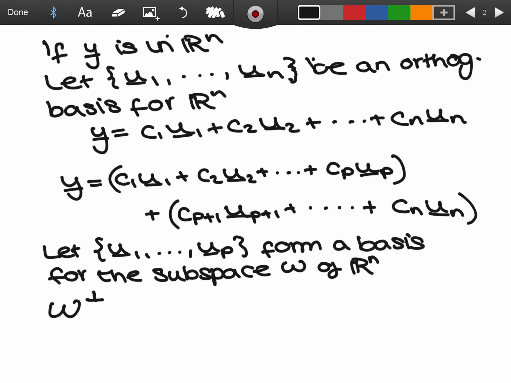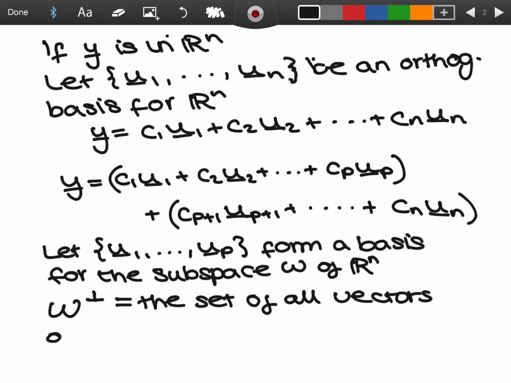So this thing is just the set of all vectors orthogonal to W. Well, I'm in Rn at this point. W is a subspace of Rn. So all vectors that are orthogonal to W in Rn are all linear combinations of these remaining vectors that I have in my basis for Rn.